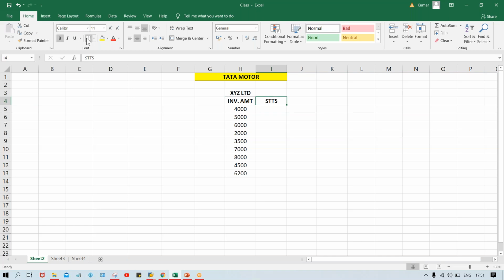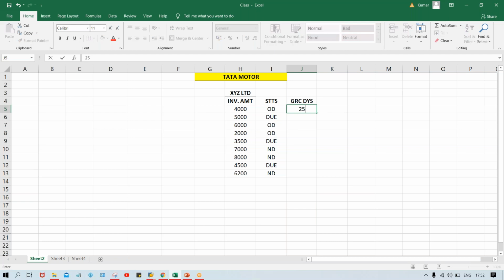Now, status means this invoice became overdue, and this is due. Again, this is overdue, this is overdue, this is due, and this is not due. This is also not due. This is due, not due. Okay. So now, overdue by a margin of, I'll specify here the grace stage. What is this grace stage? I'll also explain, guys, don't worry. So now here, this became overdue by a margin of, let's suppose, 25 days.